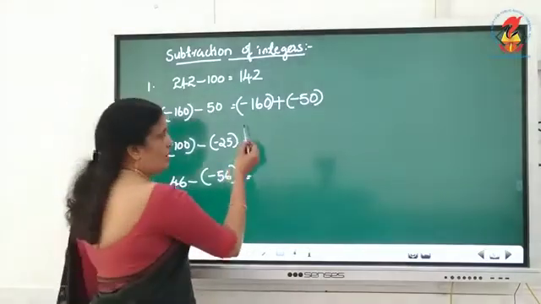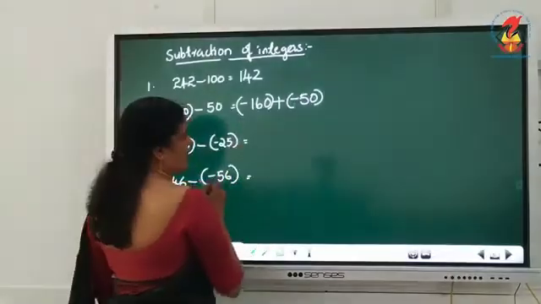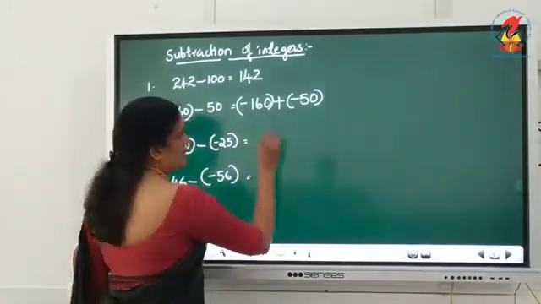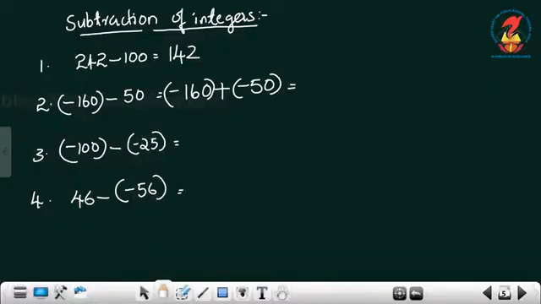Next, the addition rule. These two numbers have the same sign, that means negative 160 and negative 50. And 160 plus 50 equals 210. Put the same sign, negative.